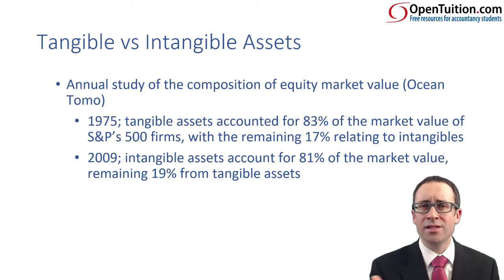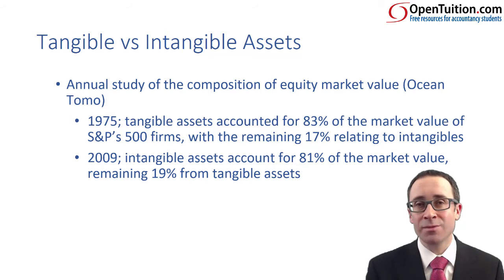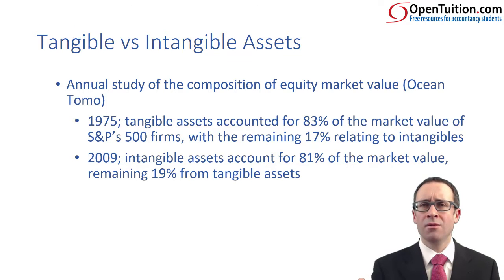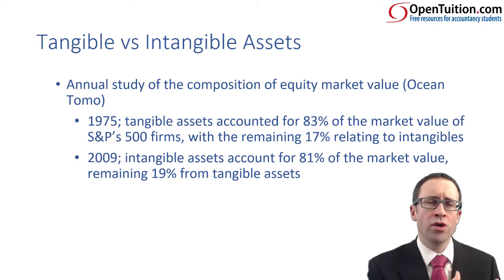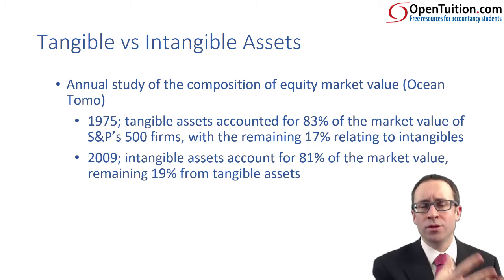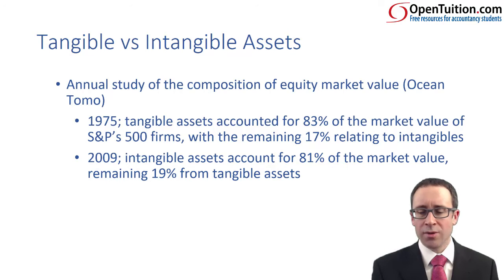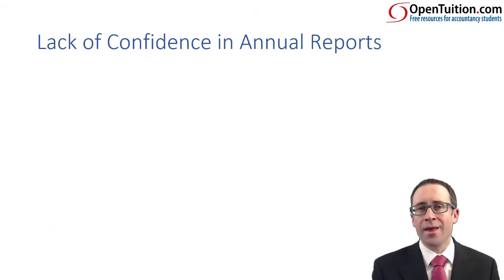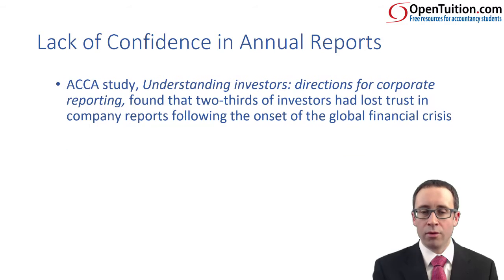Yeah, we have IAS 38 and we know how to account for them, but there's a lot of intangibles that don't exist within the financial statements, do they? So all of a sudden there's a huge portion of a business that is not being accounted for and not visual to the users of the accounts. So we need to do something about it, okay? And that's led to a lack of confidence in your annual reports.